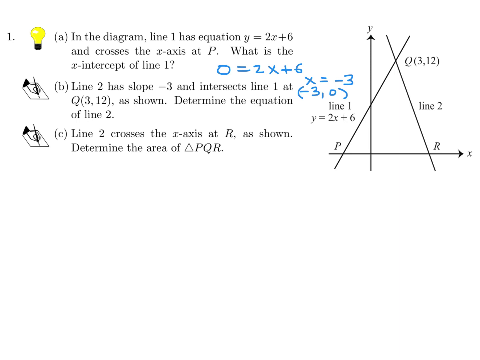And that's this point right there, point P. Line 2 has a slope of negative 3 and intersects line 1 at (3, 12) as shown. Determine the equation of line 2.